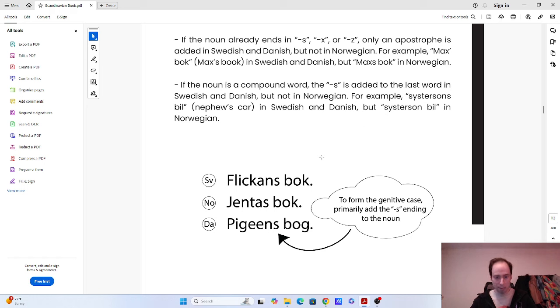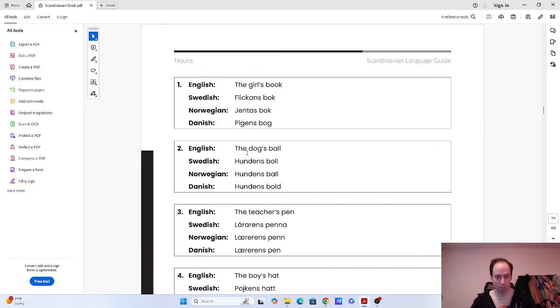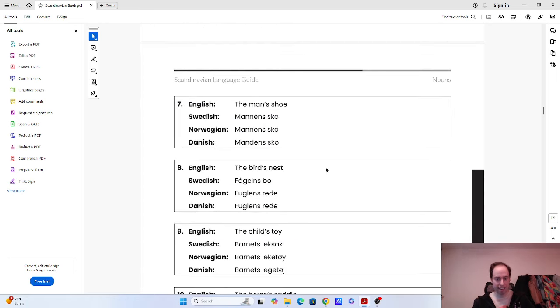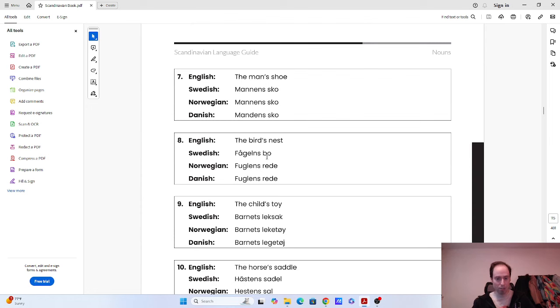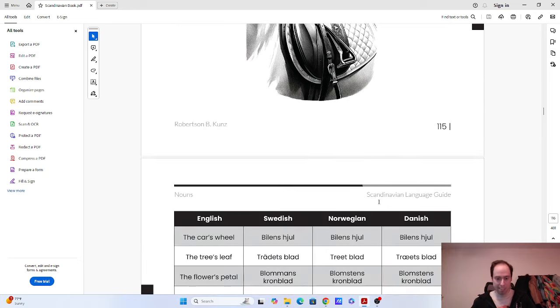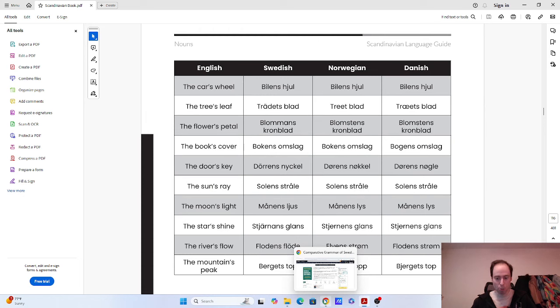It's basically the same thing in Swedish, Norwegian, and Danish. You add an S to the end, but you don't put an apostrophe. So you can see here, we're adding an S. For example, the dog's ball, we have S after hunden. And yeah, we just add the S and no apostrophe. And that's how we get the genitive case. So that's it. I hope you enjoyed this little lesson about Swedish, Norwegian, and Danish.